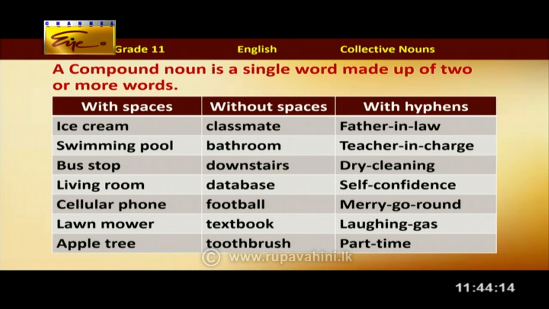And in the second one, there's no space, children. Yes. Classmate, bathroom, downstairs, database, football, textbook, toothbrush. And the third one, you can form compound nouns with hyphens in between the words. Yes. Father-in-law, you can see two hyphens among these words, right? Teacher-in-charge, dry cleaning, self-confidence, merry-go-round, laughing gas, part-time. Right.